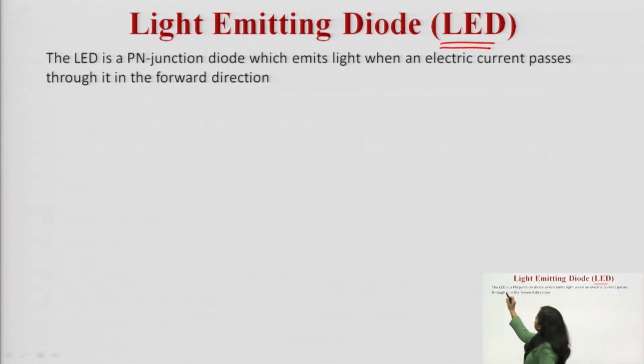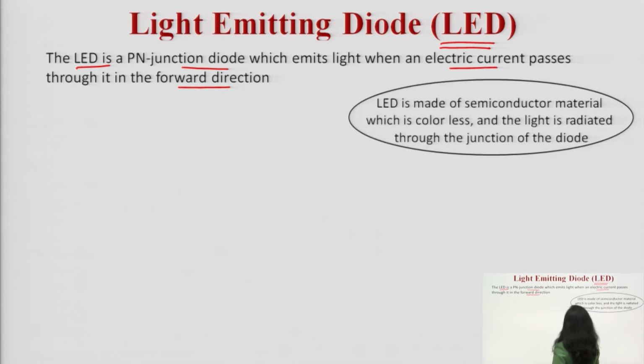LED is a PN junction diode which emits light when an electric current passes through that particular junction in the forward direction. So, this is how a simple PN junction diode is able to emit light, and that type of application is known as an LED. LED is made of a semiconductor material.